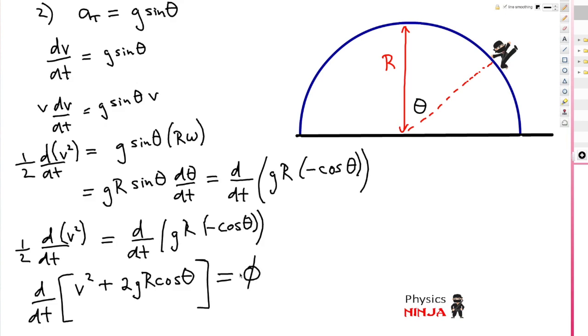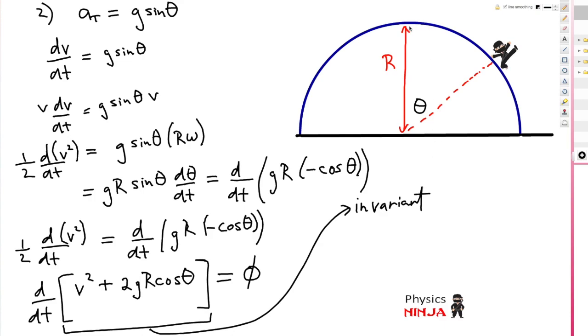The only way that this term here is equal to 0 is if everything in the bracket here is equal to 0 for every single position. This is what you call an invariant with time. Basically it doesn't change. It's kind of like an energy term, right? We said the mechanical energy doesn't change with respect to time. That was an invariant with respect to time. So that means if I evaluate this term here at the top of the circle, it has to be equal to this term here evaluated at that angle theta.